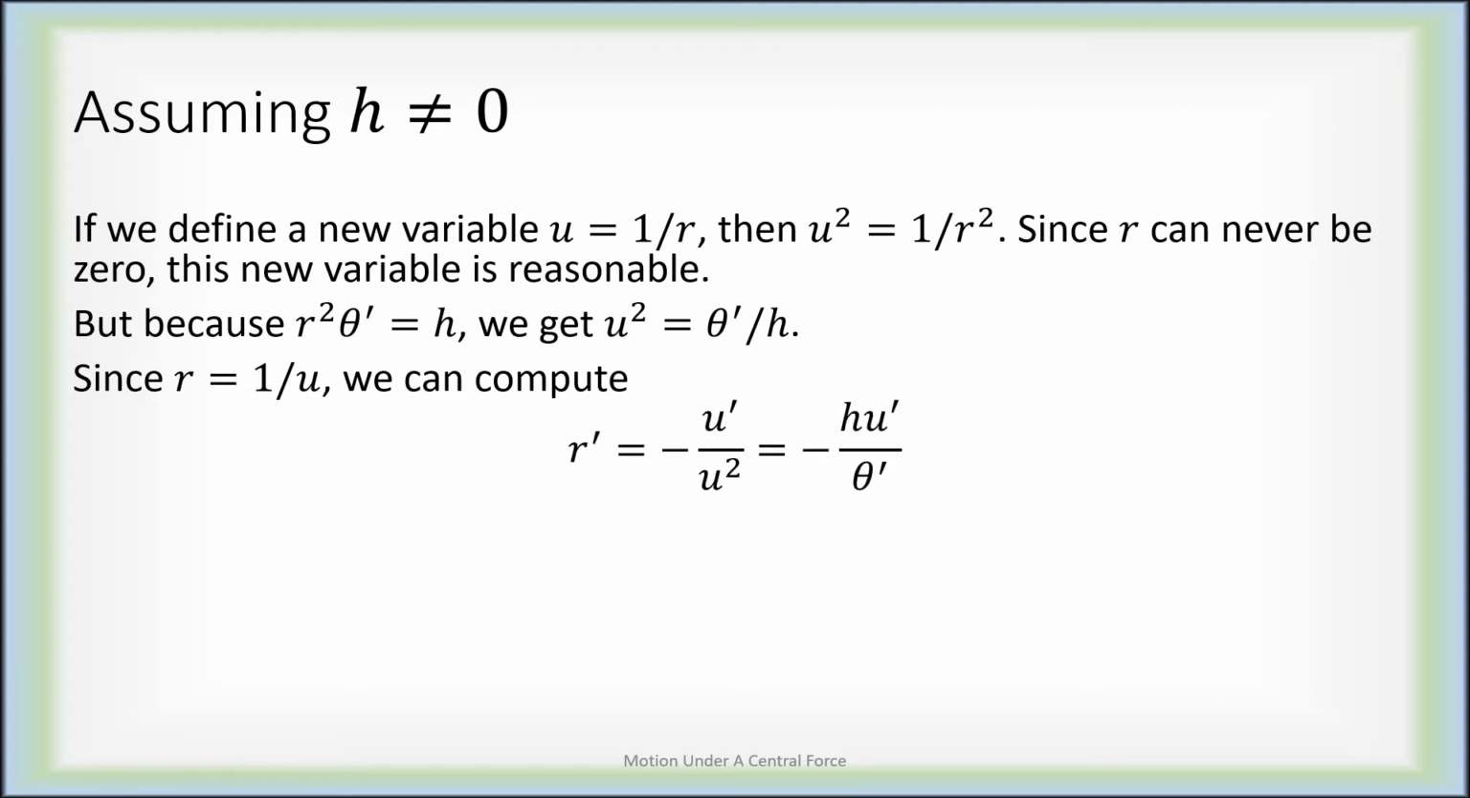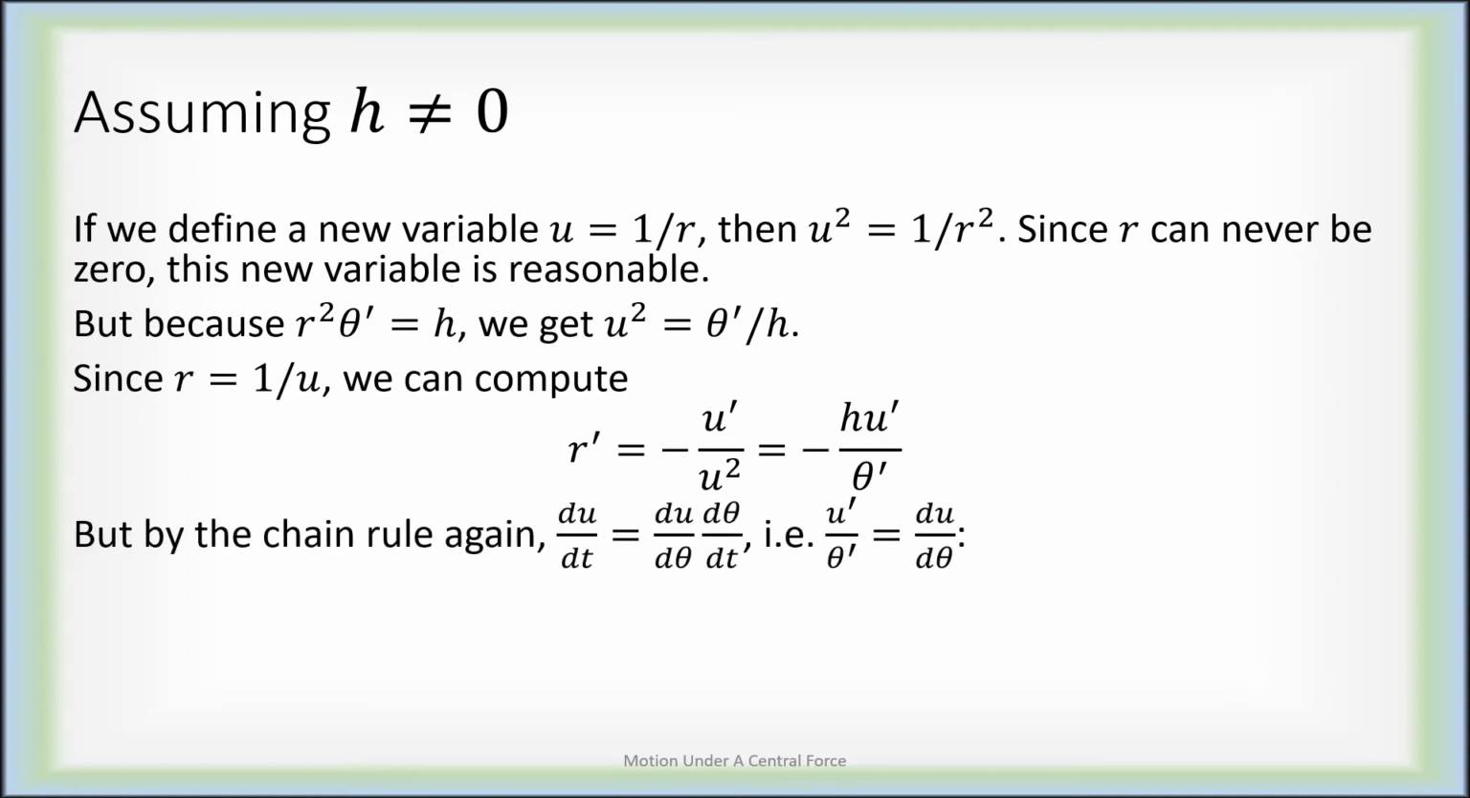So I can take d by dt and get r prime is negative u prime over u squared. But u squared being theta prime over h allows me to change this to just be r prime is negative h u prime over theta prime. But the chain rule would tell us that du dt is du d theta times d theta dt. In other words, if I divide d theta dt over to this side, u prime over theta prime would just be du d theta. So r prime is negative h u prime over theta prime, but u prime over theta prime is du d theta. So r prime is negative h du d theta.